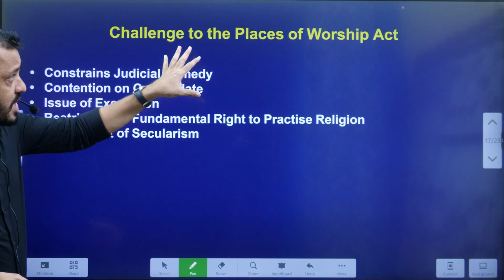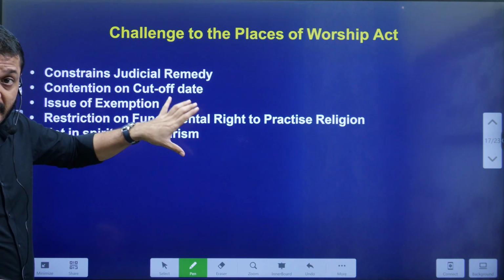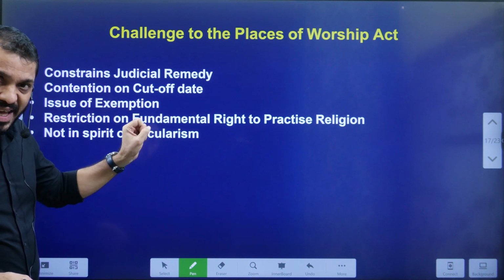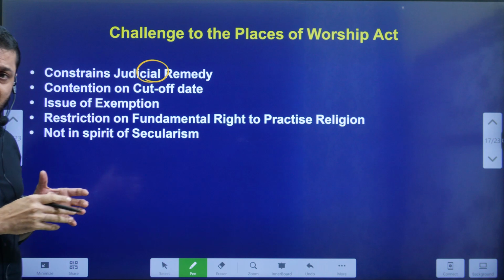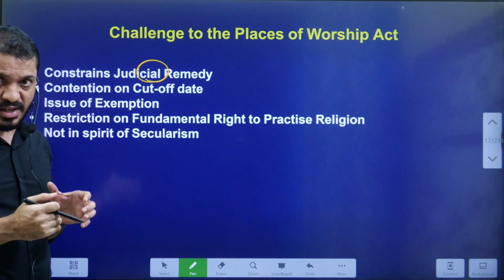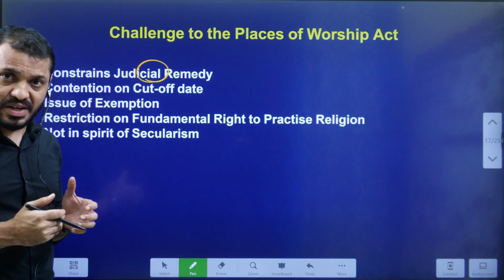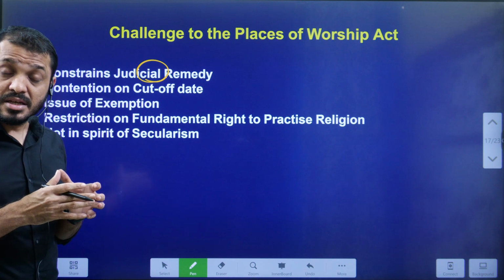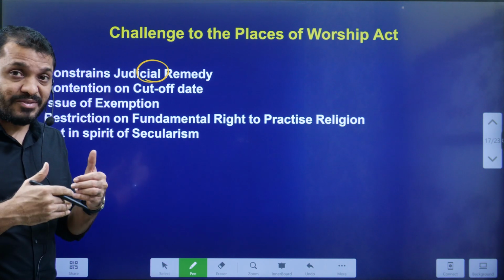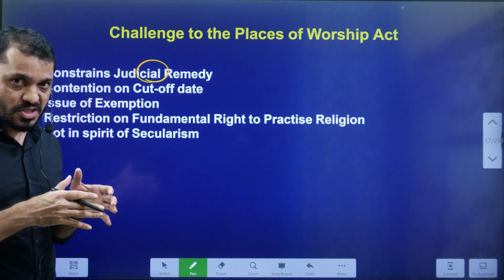Challenges to the pleas of this Act: some people are objecting that this Act is not constitutionally valid. Why? First, this Act takes out judicial review. We are saying that after 15th August 1947, the nature of a religious institution cannot be questioned. That means petitioners are deprived of judicial review, but judicial review is one of the features of the basic structure.